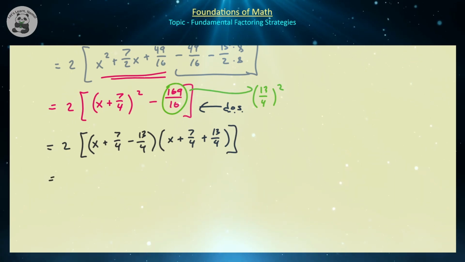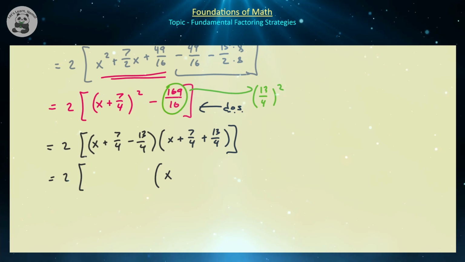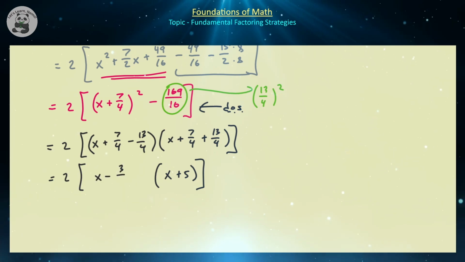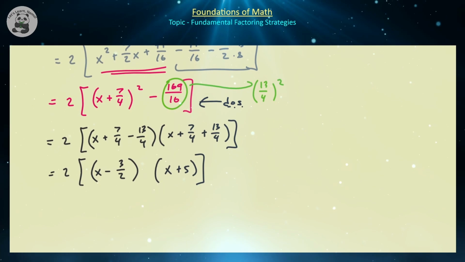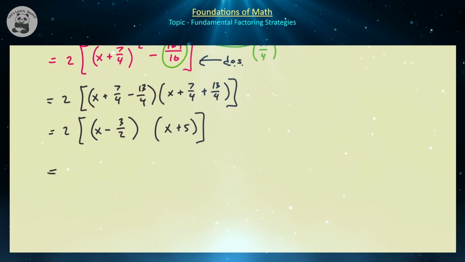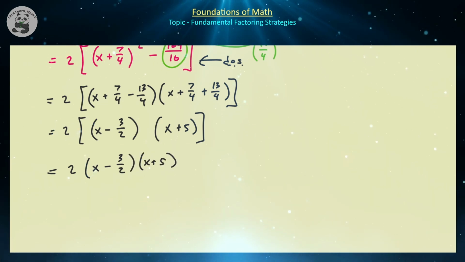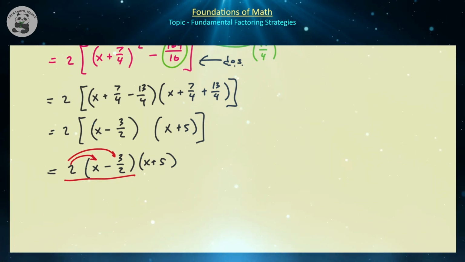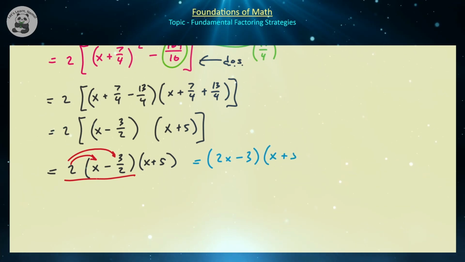And this is just going to be equal to 2 times, so 7 plus 13, that last one is actually quite nice. That's just x plus 20 over 4, which is x plus 5. And then we have 7 minus 13, which is just going to be equal to minus 3 over 2. Right? So I can remove these brackets since they don't really have any relevance anymore. So I can write this as 2 times x minus 3 over 2 times x plus 5. And I can distribute this 2 into one of these factors, and I'm going to factor it into this one. So I'm going to write that as 2x minus 3 times x plus 5.